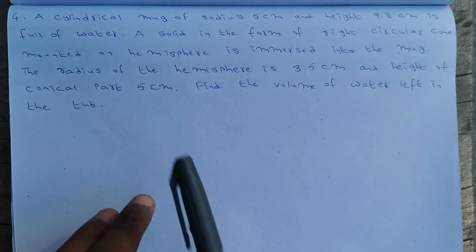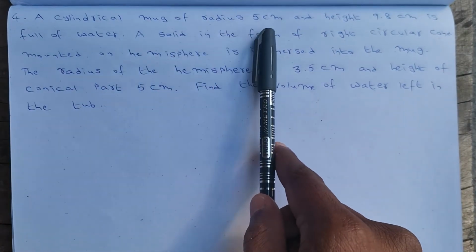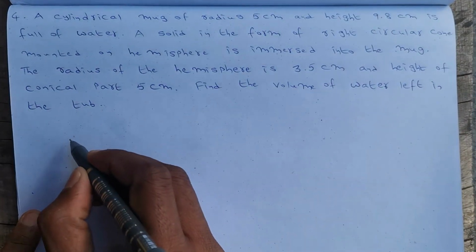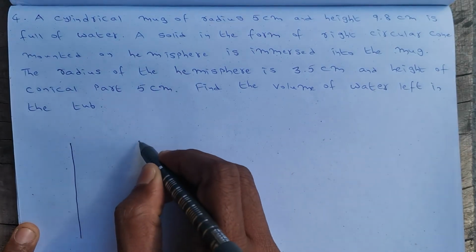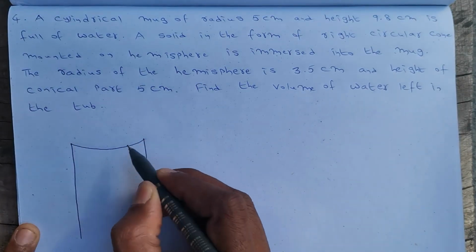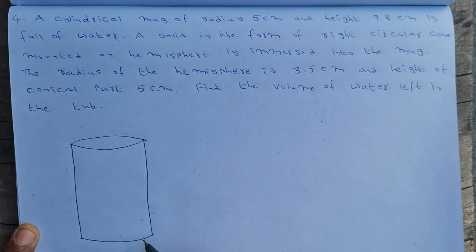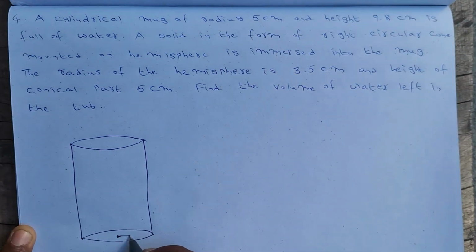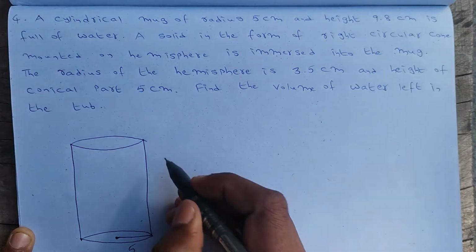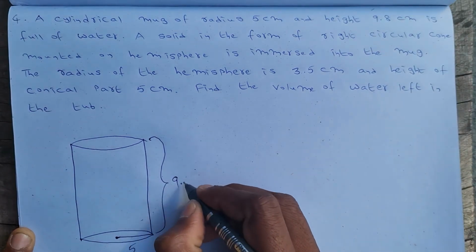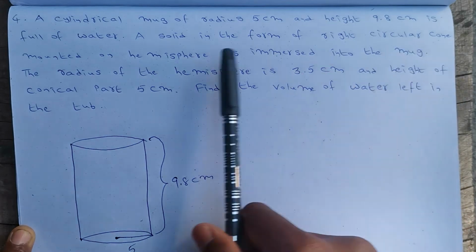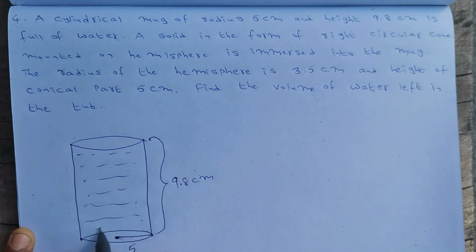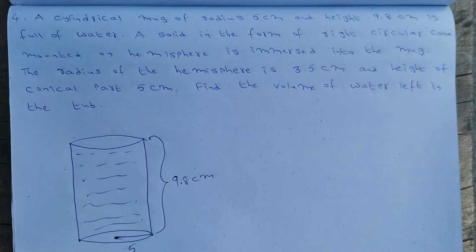Next, question number 4. A cylindrical mug of radius 5 centimeter and height 9.8 centimeter is full of water. So we have a cylinder. Radius is 5 centimeter and height is 9.8 centimeters. It is full of water. So that cylindrical mug or tub contains full of water.